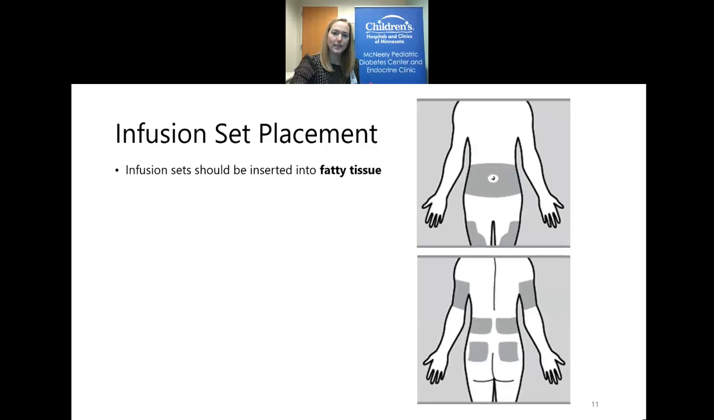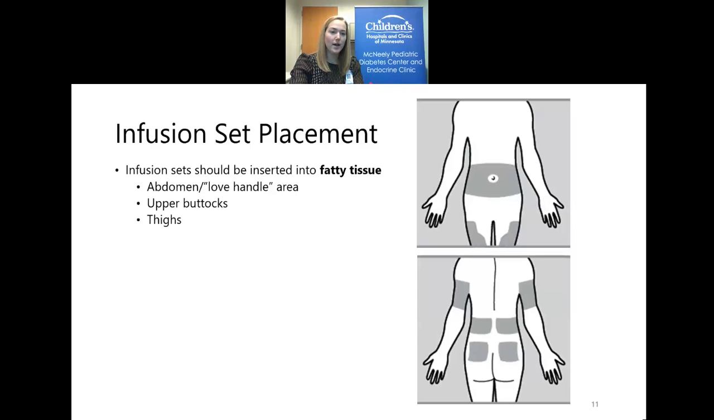Some of the most common areas, by far the most common area, is the abdomen or love handle area, kind of that upper back or lower back waistband area. A little bit more squish there. People will use that for their infusion sets. Upper buttocks is good. We don't want to sit directly on those infusion sets, so the upper portion is best.